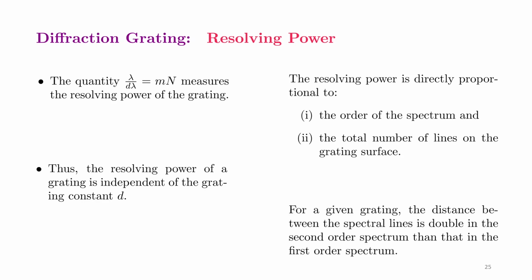For a given grating, the distance between the spectral lines is double in the second order spectrum than that in the first order spectrum.